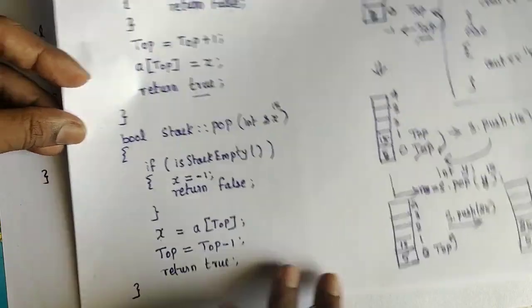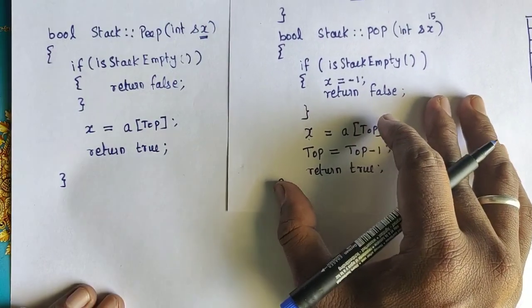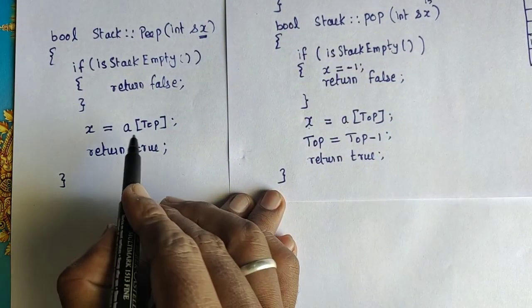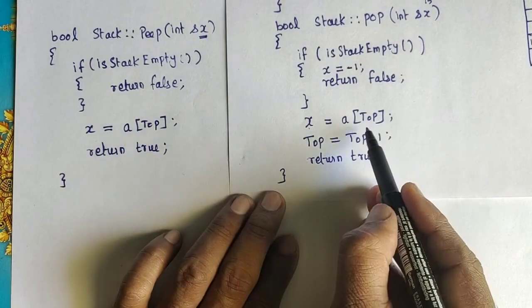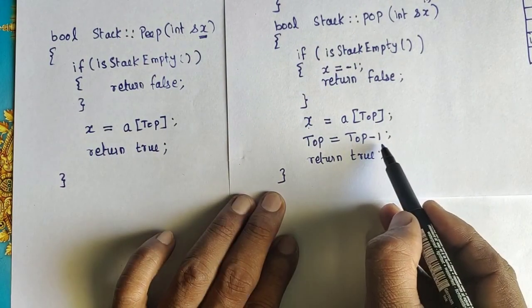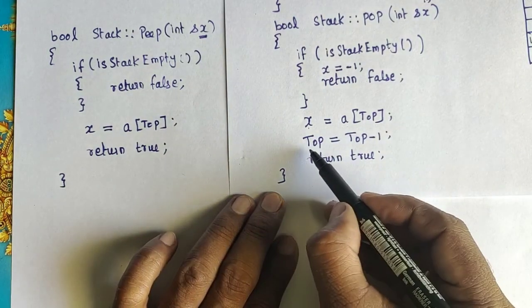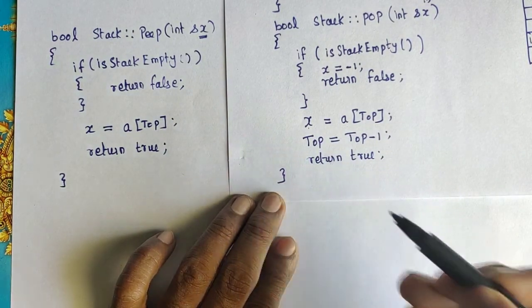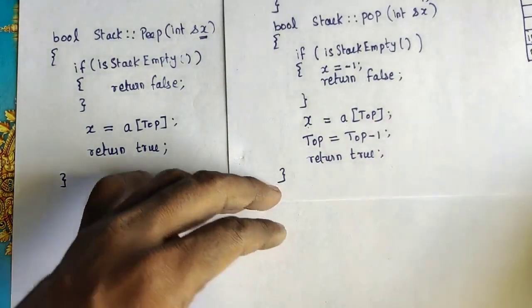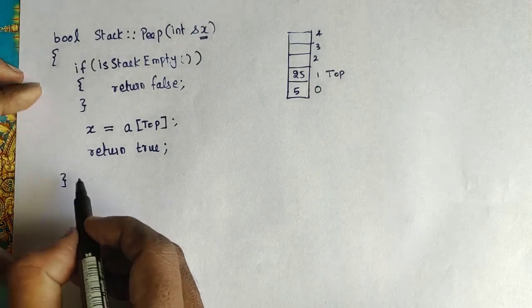If you look at the code of push and pop, this is the only difference. Here we are backing up the top value to x, and here also we are backing up the top value to x. But here we are not deleting, whereas there we are deleting the content. That location is going to be freed by decrementing the top. The top will move to the next recently inserted element. That's all. So that is the peep operation.